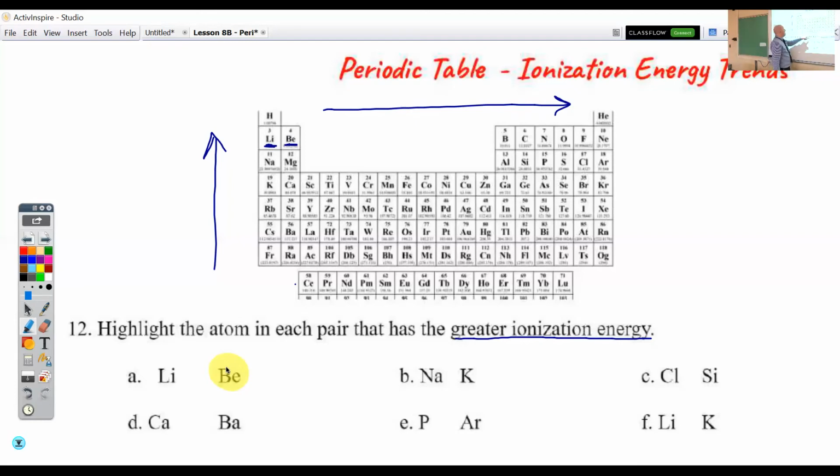For letter B, we have sodium and potassium. So for letter B, we have sodium, which is right here, potassium, which is right here.